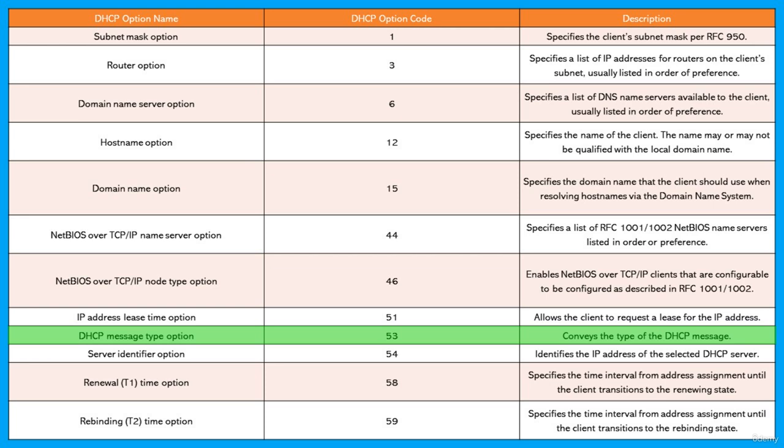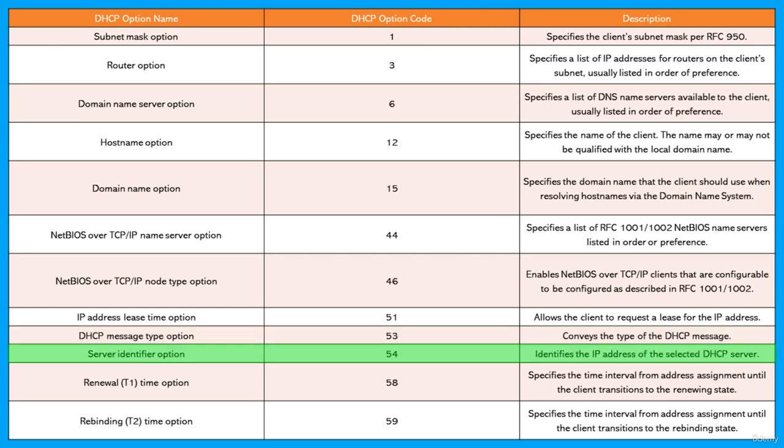DHCP message type option, number 53, conveys the type of the DHCP message. Server identifier option, or option number 54, identifies the IP address of the selected DHCP server.